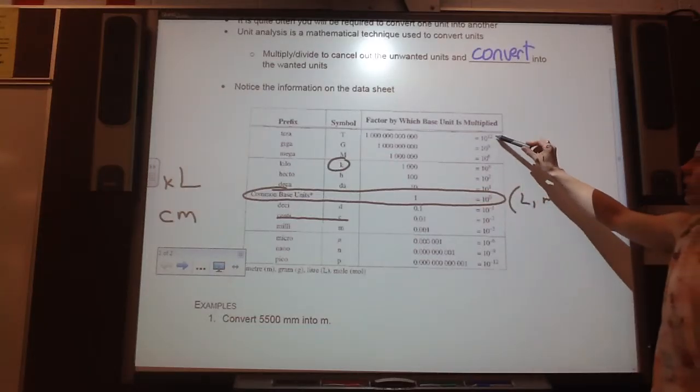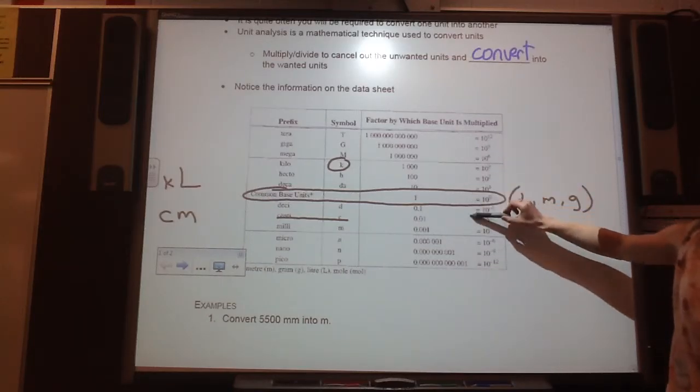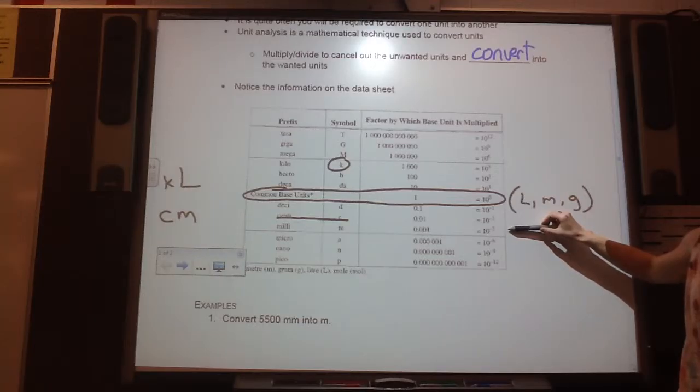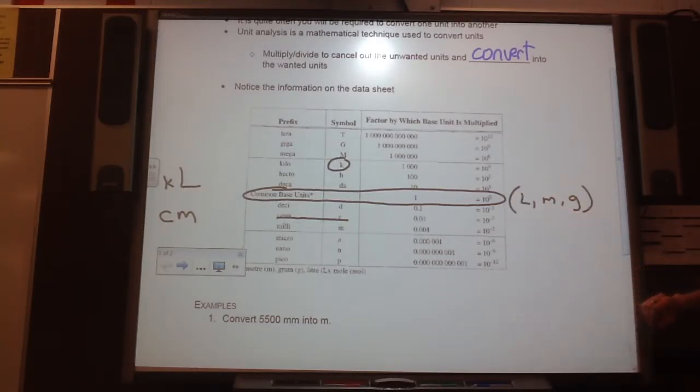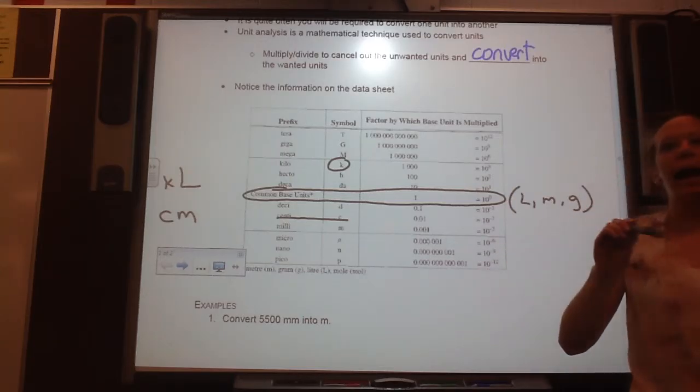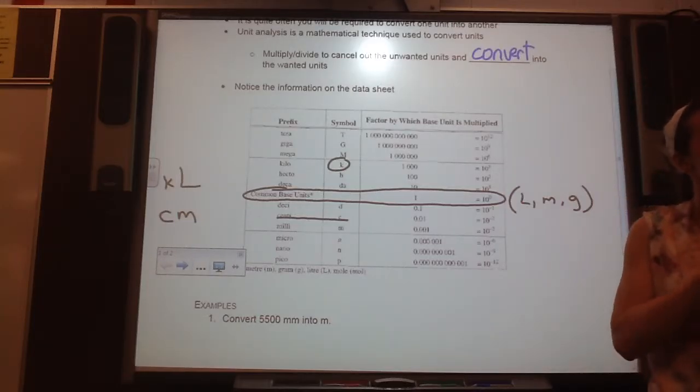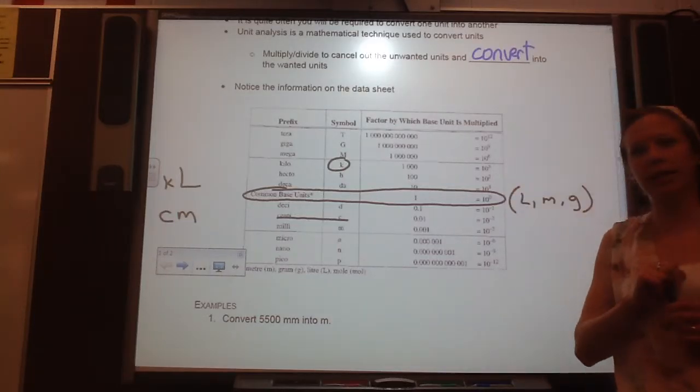Now here, what does this column kind of look like to you? It kind of looks like scientific notation, right? That's because it is. So it's telling us by how many decimal places we had to move. Because that's what scientific notation means. Scientific notation means how many decimal places I moved.